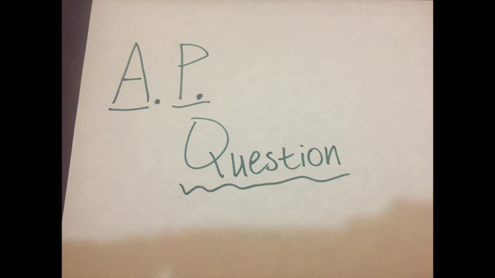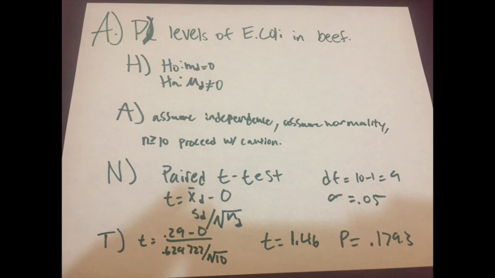AP question. So the AP question asks, is there a significant difference in the mean amount of E. coli bacteria detected by the two methods for this type of beef? Provide a statistical justification to support your answer. So anytime it asks to do that, you have to do PHANTOMS. And so our parameter is the levels of E. coli in the different kinds of beef.